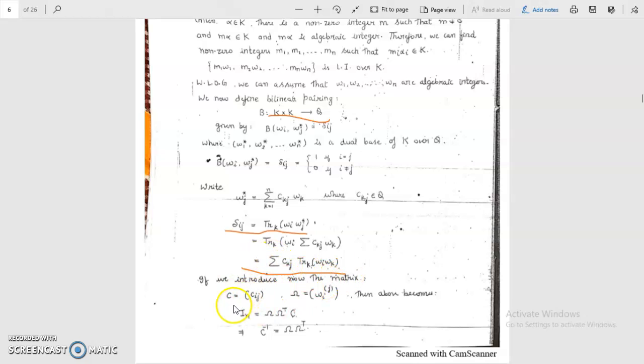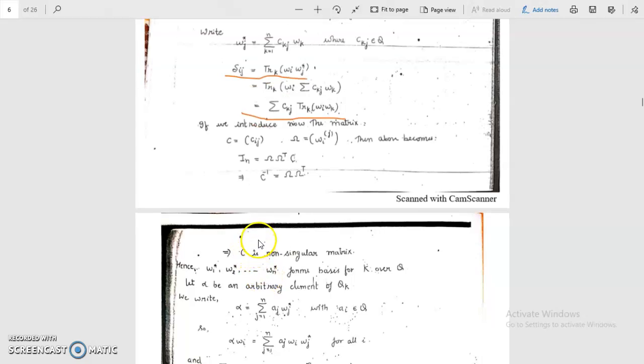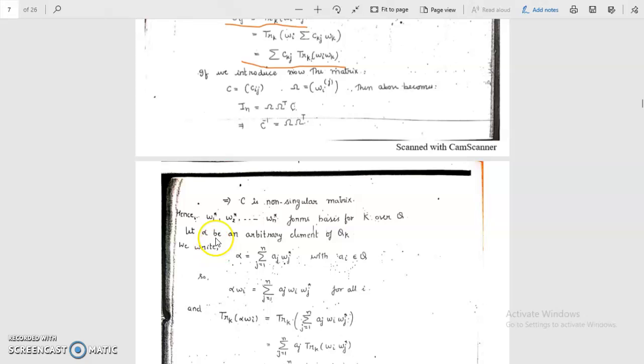Now we define this expression in terms of matrices. Let capital C equal cij be the matrix, and Ω the matrix ωi raised to the power j. Then the above expression delta ij becomes the n cross n identity matrix equals Ω transpose C. Now C inverse is equal to Ω transpose. This implies C is a non-singular matrix. Hence ωi* forms a basis for K over Q.